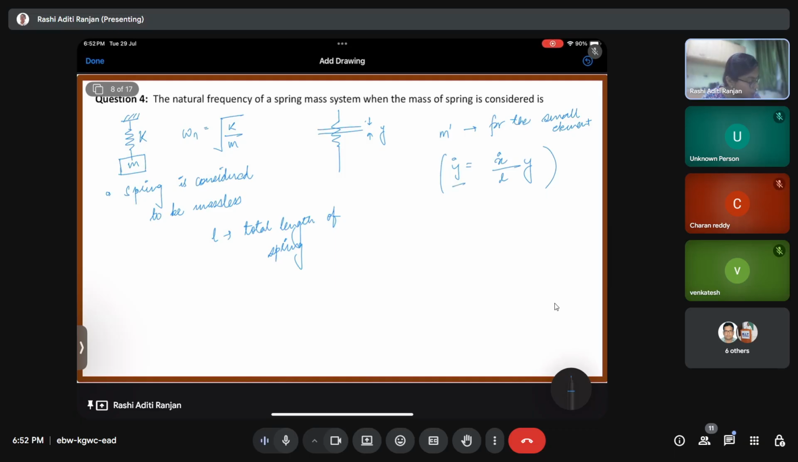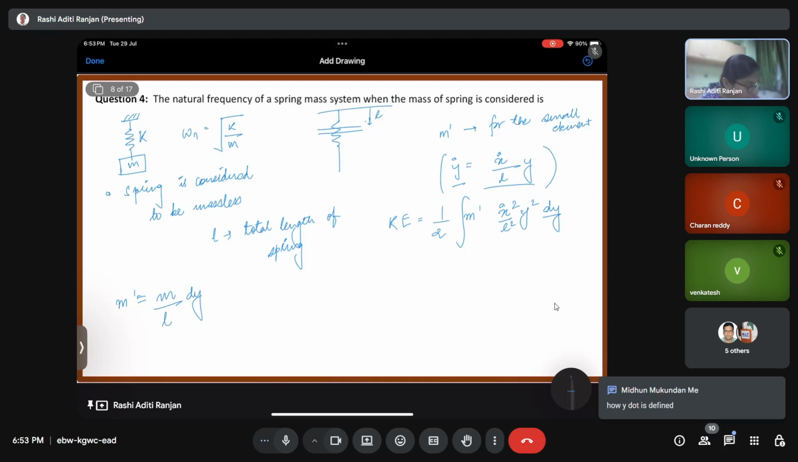So now we know the velocity. We just have to do the square, right? So the kinetic energy is equal to half m dash into x dot square y square by L square. And then we integrate it with respect to dy. This small mass m dash is nothing but m by L into dy. It should not be equal to y, because this y is not the thickness, it is actually the length, right?